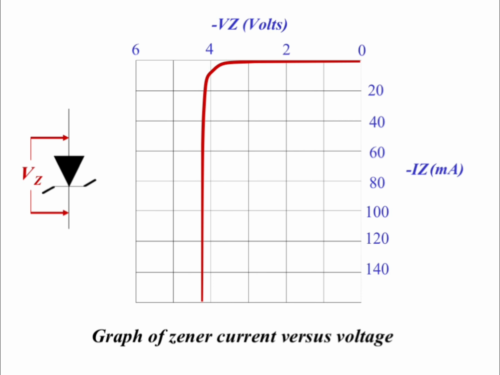Zener characteristic: current versus voltage. This graph shows the Zener current versus Zener voltage. In reverse bias, once the voltage reaches the breakdown value, Vz, the diode conducts and the voltage stays close to Vz while the current increases.